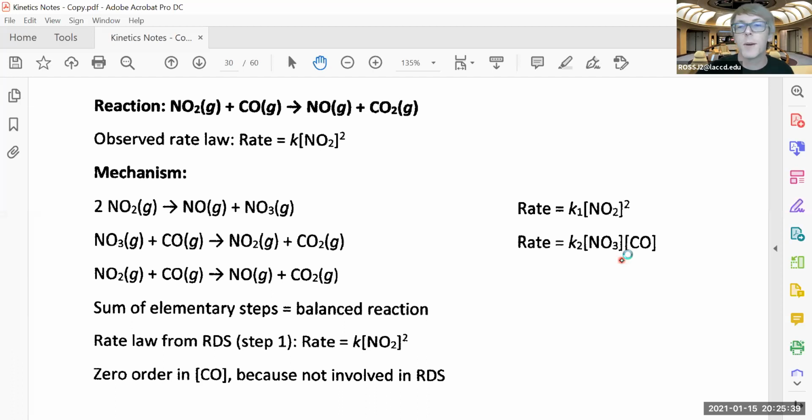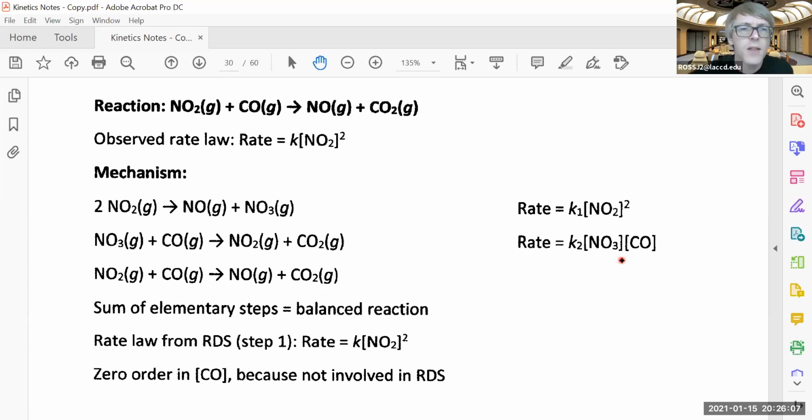So my previous annotation, this is a slightly different equation. Same thing, slightly different equation. Let's go through quickly. Different equation, NO2 plus CO gives NO plus CO2. We know from experimentation the rate law is K second order in NO2. The proposed mechanism is given here.